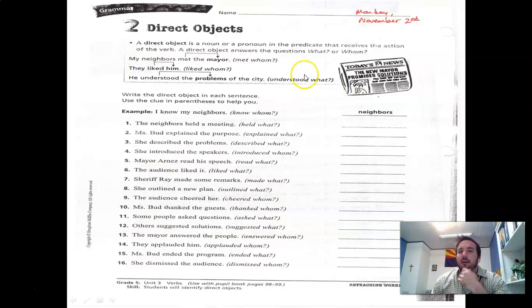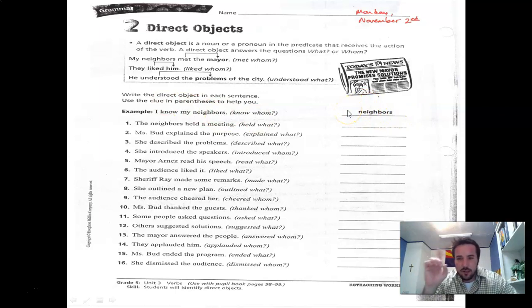Now here is your assignment for Monday, November 2nd. And my fine folks, what I like about this is that they start you off kind of easier, in my opinion. They actually give you the verb here, and they ask the question for you. So, in this one, I know my neighbors. Who did something? I. What do I do? I know. Know whom? That's a question they're trying to train you to ask, whom or what after the verb. I know whom? Neighbors.